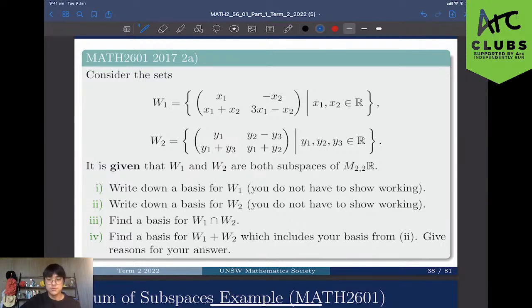Since W1 is constructed from two real values, we can just separate out the x1 and x2 to get a basis of size 2. And the same thing for W2. And the next part is to find the basis for W1 intersection W2. So if a vector is in the intersection of W1 and W2, it's going to have to satisfy both of these rules. And for the final bit, find the basis for the sum of W1 and W2, which includes your basis from part 2.